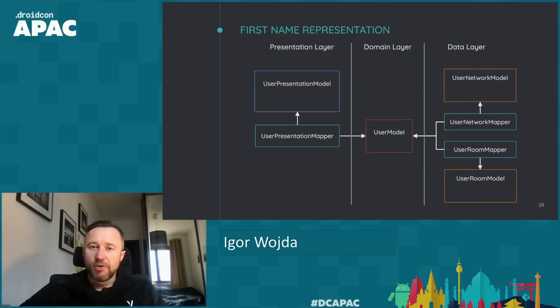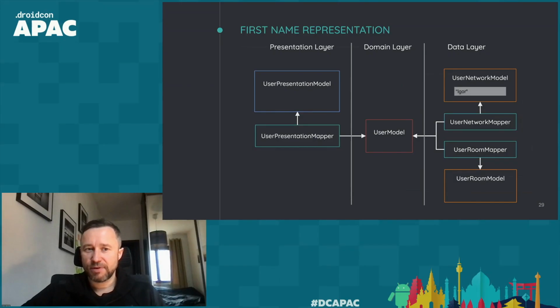So this is how our models would look, and certain kinds of data would have exactly the same representation across all of them. So if you want to represent a username, this will be a string in the network, stored as a string in the database, in our view model, in our domain model, and in the presentation as well. However, certain data may have different representations.